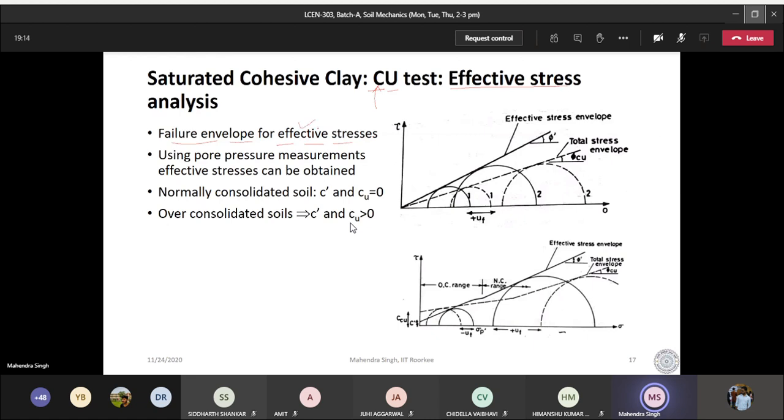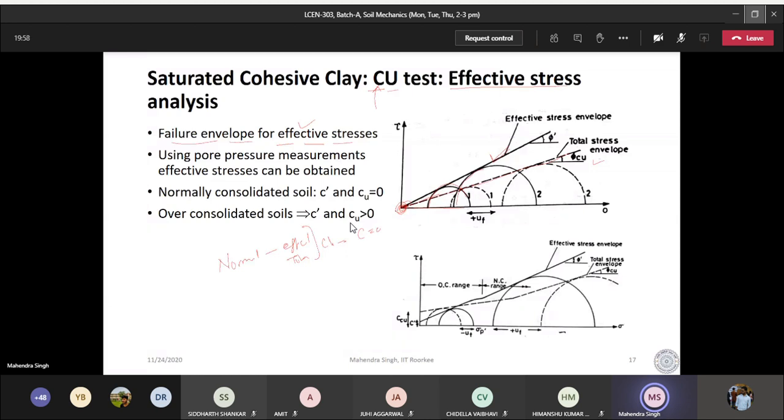So if we plot the effective stress envelope, it is like this. This is one circle, this is another circle. You are going to get an effective stress envelope like this. This is the case when it is normally consolidated. And if you plot the total stress envelope, this is also going to have intercept 0. So you have to remember that for normally consolidated soil, whether effective or total, for clays you are going to get C equal to 0. So they pass through here.